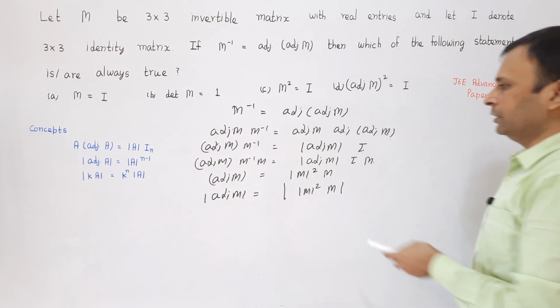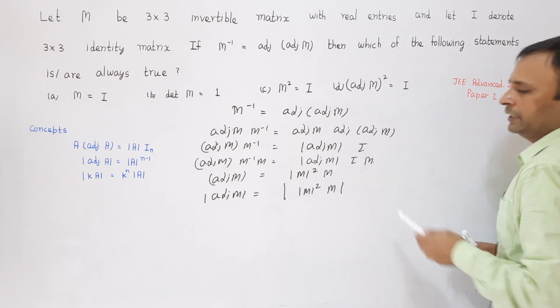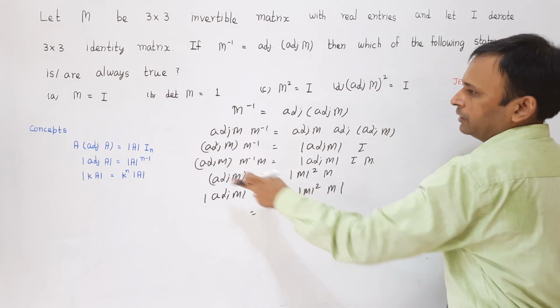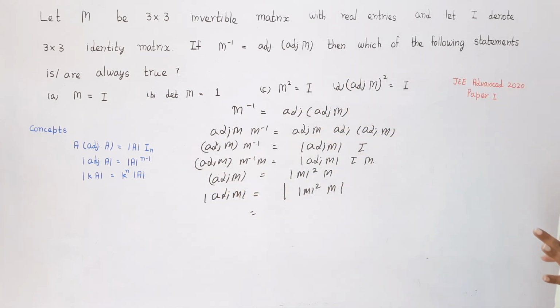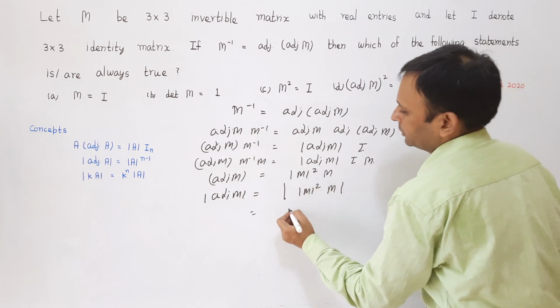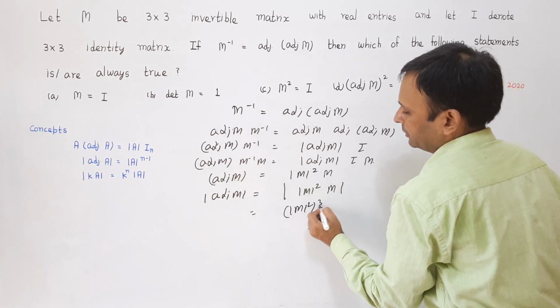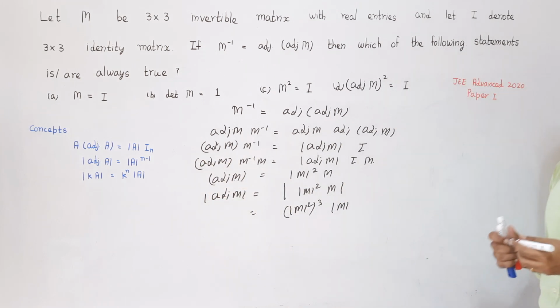Now again using this property, the third property, on the right-hand side what I get is the work of k is done by determinant of M square. So this is determinant of M square raised to the power n, where n is 3, multiplied by the determinant of M. This will be our right-hand side.